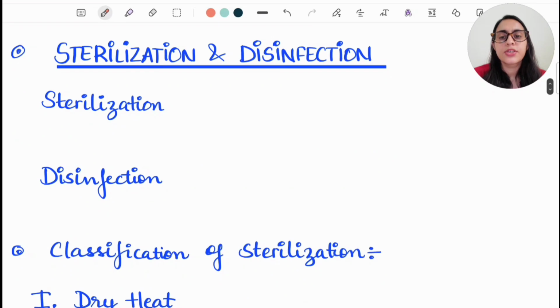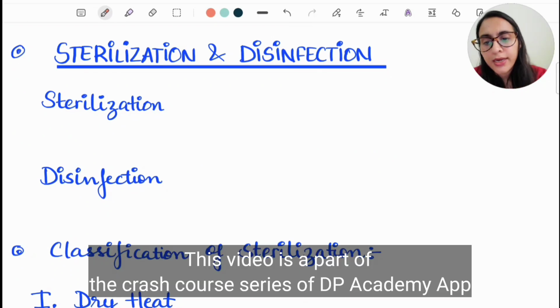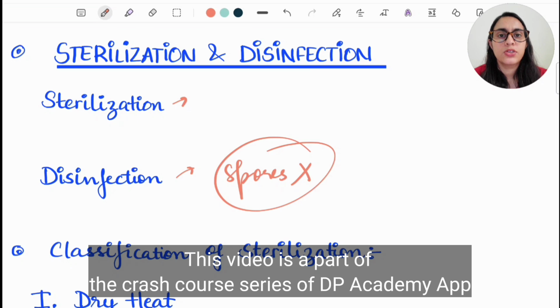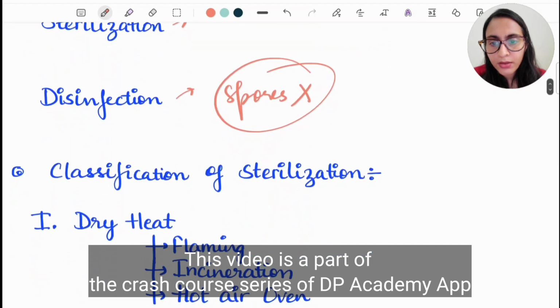Now coming to sterilization and disinfection. Sterilization is destroying or killing all the microorganisms, making an article free from all the pathogens, non-pathogens also, including the spores. So basically killing all the bacteria with spores is sterilization. Disinfection is killing or disinfecting everything except the spores. So here spores are not killed in case of disinfection, and that is the differentiating feature between sterilization and disinfection. So in sterilization, destroying or killing all the microorganisms plus their spores.